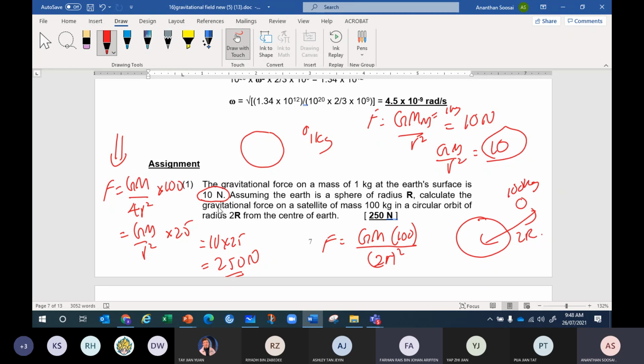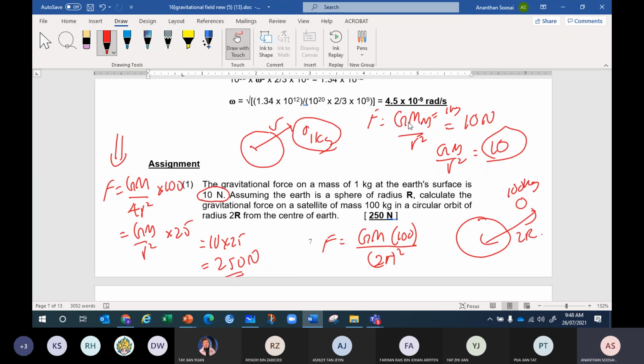Okay, because first they said the gravitational force on a 1 kilogram mass. You have a 1 kilogram mass, and from the Earth's surface, the distance is r. They said the force is 10 Newton. So what formula must come to your mind? Force between two masses, GMm over r squared. The first formula introduced in this topic.